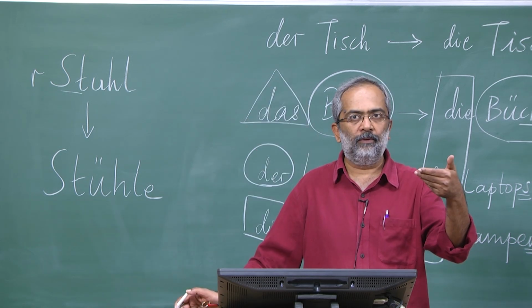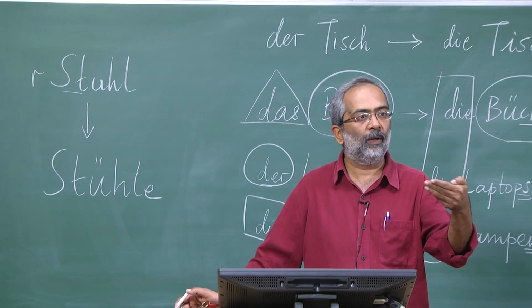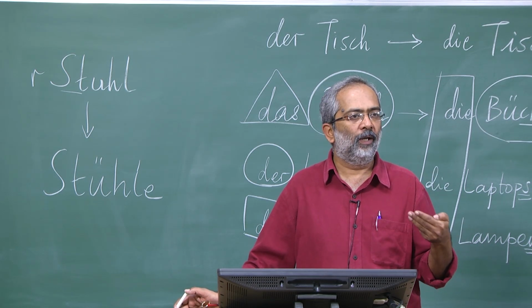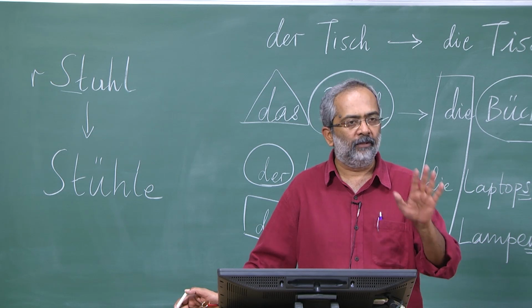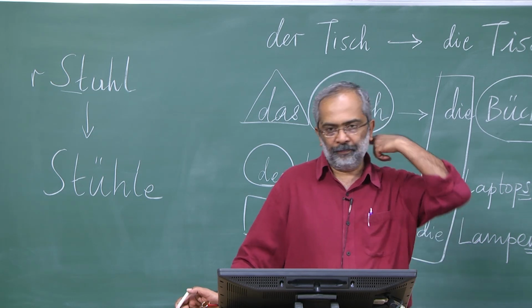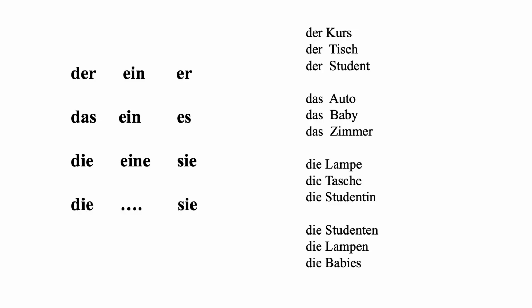Some books might also give you rules. Some books might say there are 12 or 14 different rules for making the plural. There is no point in learning that. Instead, learn 50 words. That will be more useful than learning 14 rules. Please learn the gender and the plural along with the new noun every time.